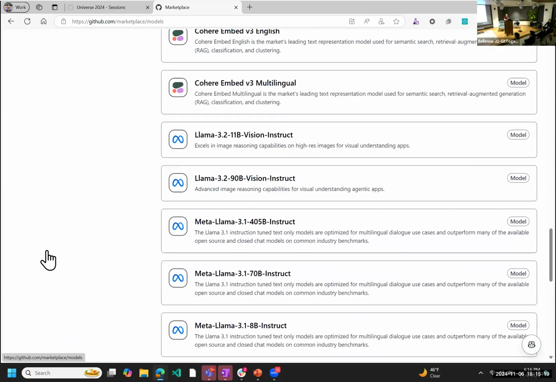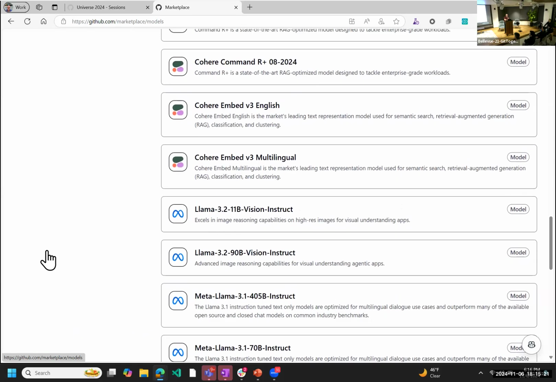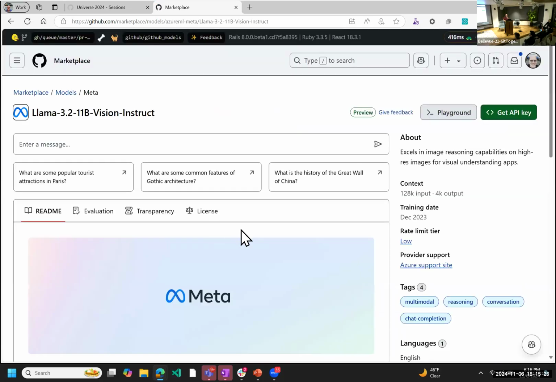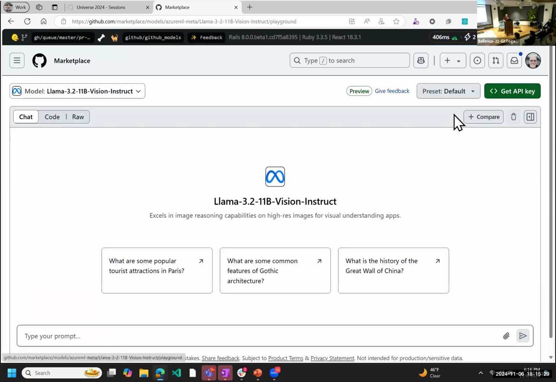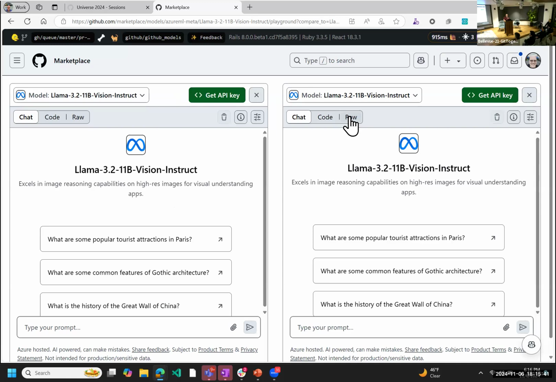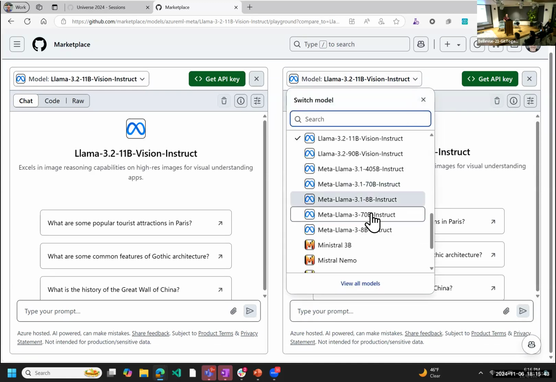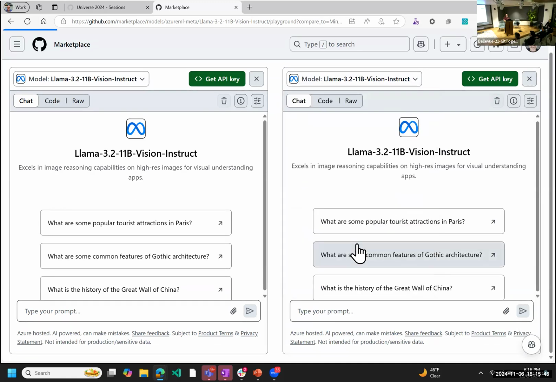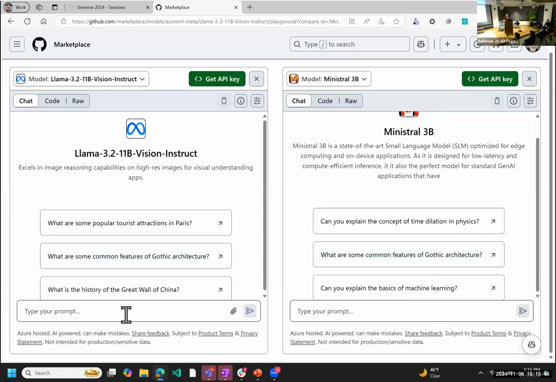I don't even know all of these models and things. But as an example, I can go in here and pick a model, and I can go into a playground for the model. So I can start putting prompts in there. I can play around with what are the different settings to feed into this model. The new thing now is I can compare two models side by side. So I'll pick Mistral and Llama.